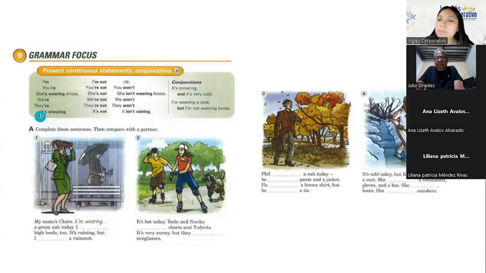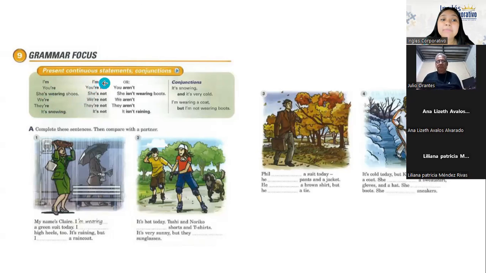It's snowing. What is the meaning of snowing? Está nevando. Yes, okay? So, for example, si estuviese lloviendo, ¿cómo pudiésemos decir está lloviendo? It is raining now. Yes, it is raining now. Okay, then we also have the negatives.